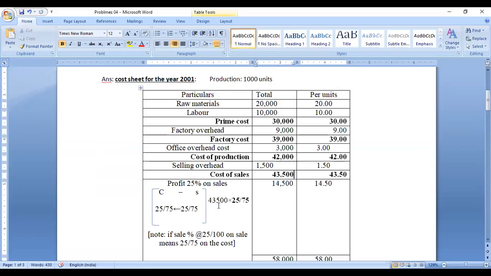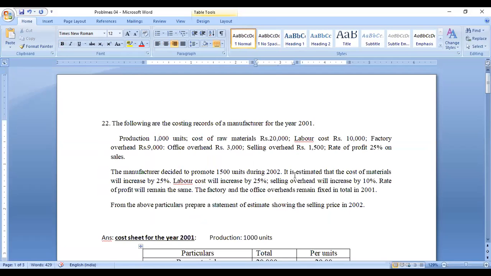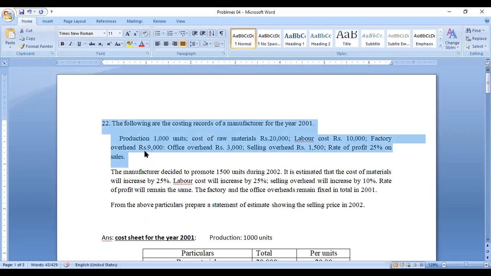So 43,500 divided by 75, into 25. If we multiply by 25, you will get the profit. Now the sales amount is calculated: 58,000. Profit is also calculated with this. So up to here we have found it. This information relates to 2001.